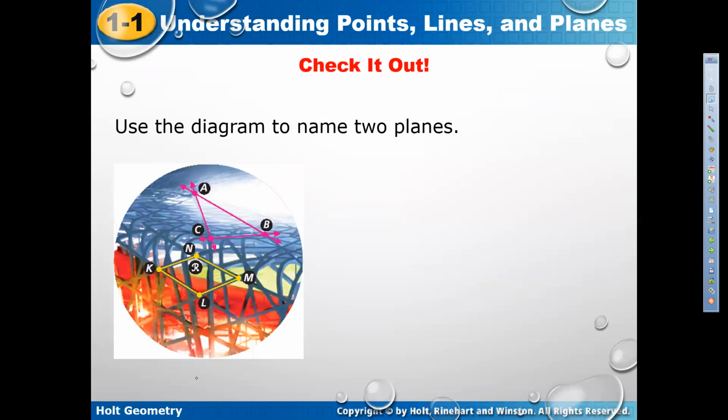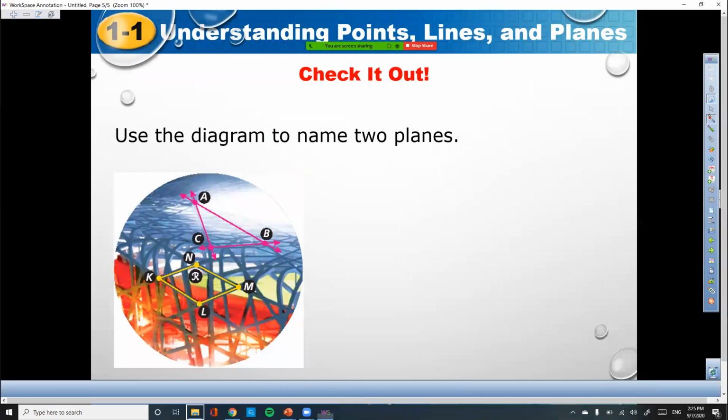All right, what about this example here? They want us to use a diagram to name 2 planes. As you can see here, I have this first plane right here and the second plane right here. If we look at the first one, in order for us to name a plane, all we need is any 3 non-collinear points. So we have point A, B, and C. And since these 3 points are non-collinear, that means we can pick those, plane ABC.